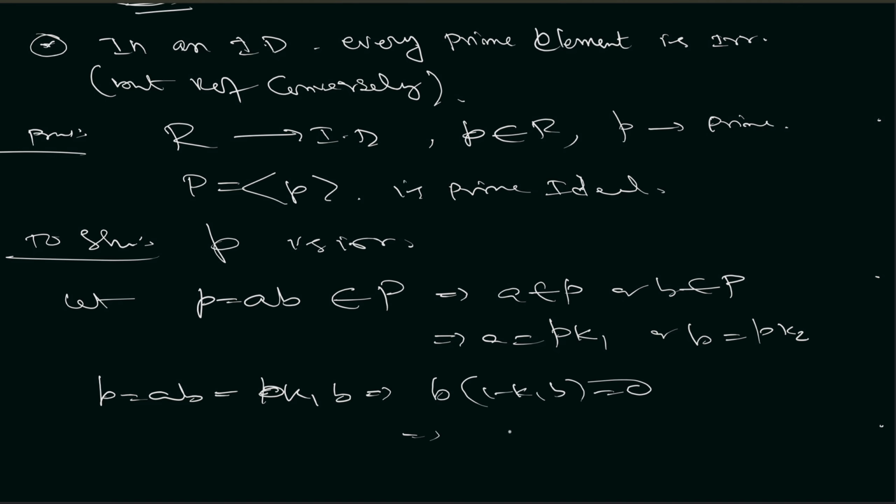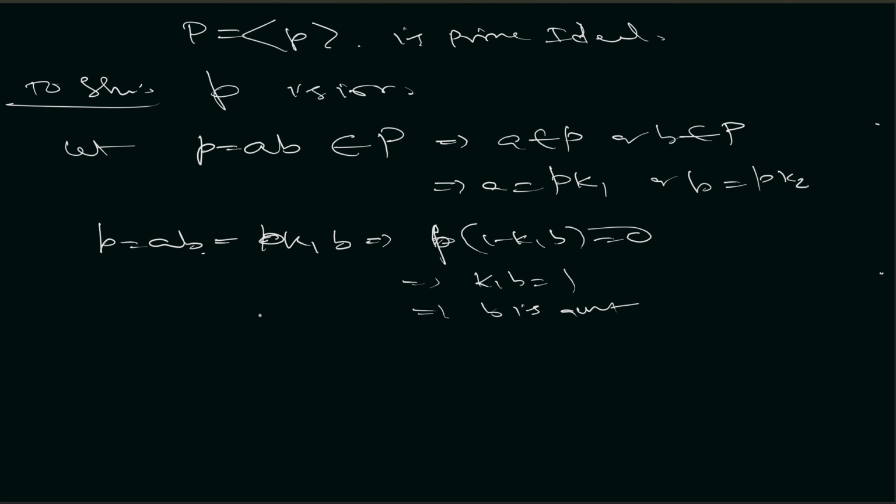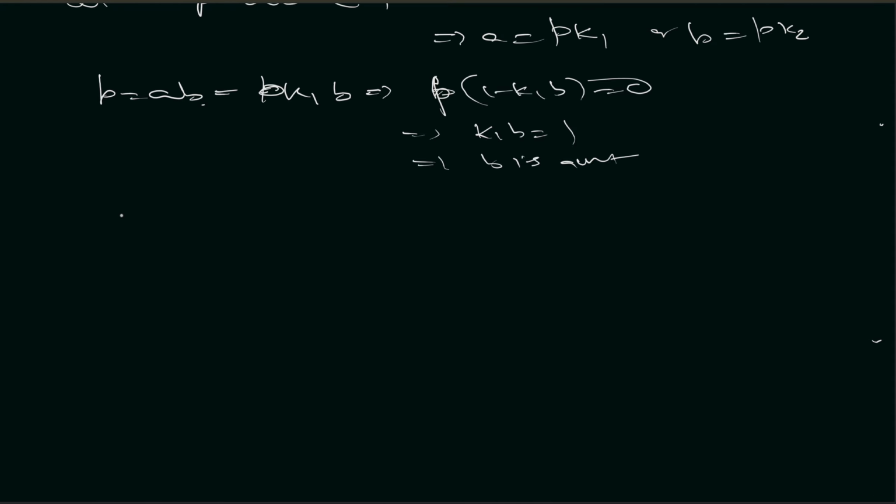Because p is non-zero here, 1 minus k1 b equals 0, so k1 b equals 1. This means that b is a unit. Similarly, if you put the value of b, then you will get a is a unit. Either a is a unit or b is a unit, there is no other choice. But if you are in a PID, then the converse is also true.